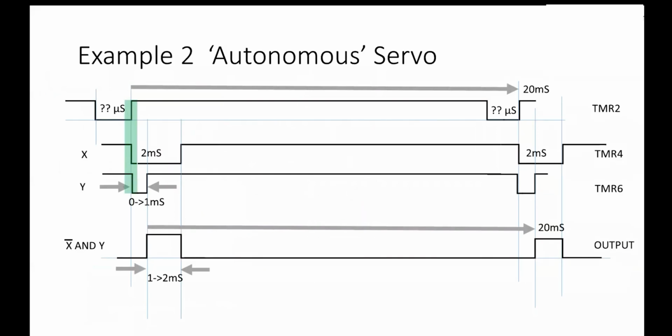Now, remember this bit when I said I'm going to use not X and Y logically. In order to do that, I'm going to use a peripheral on the side of the chip that's called a CLC, a configurable logic cell. I'm going to use it in AND OR mode.